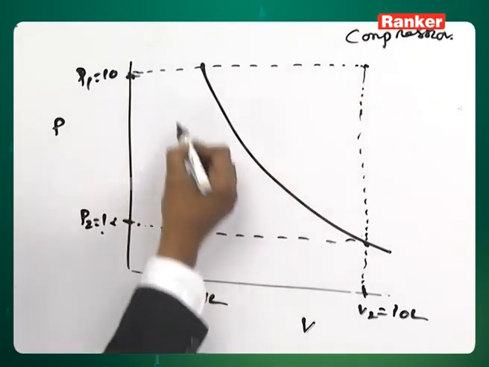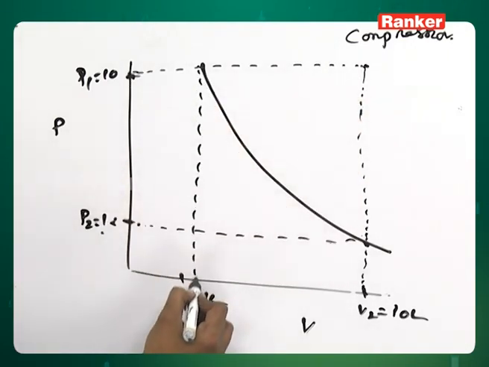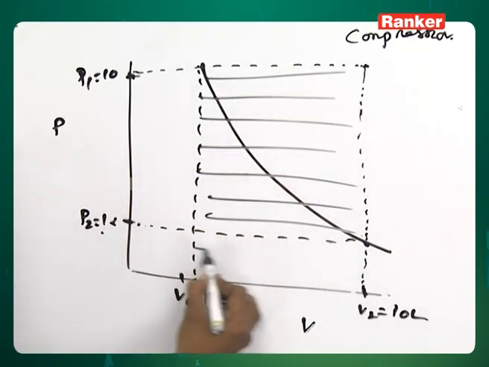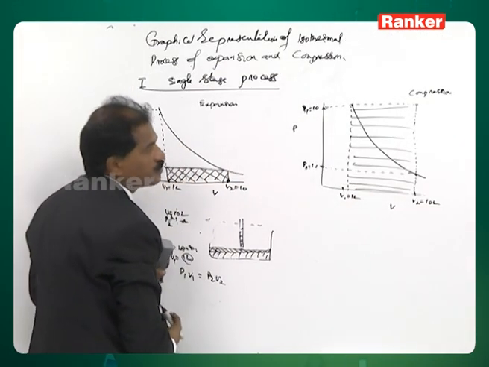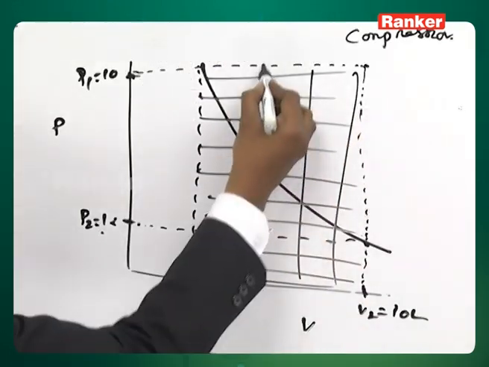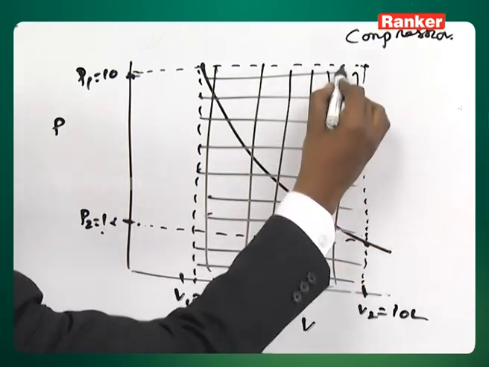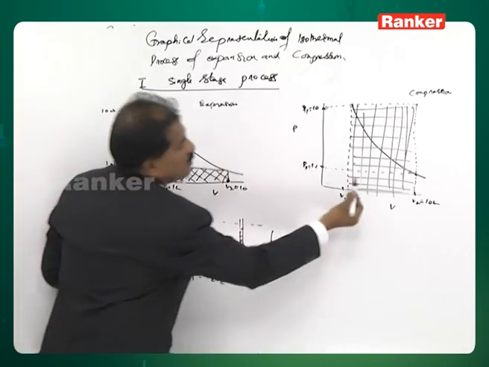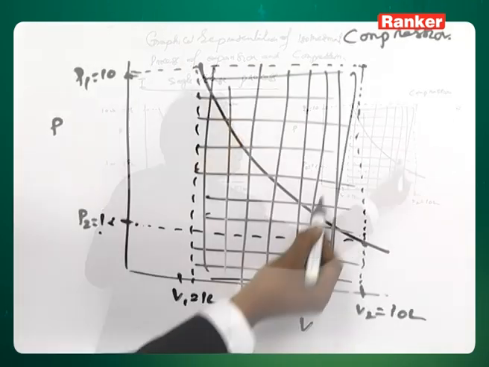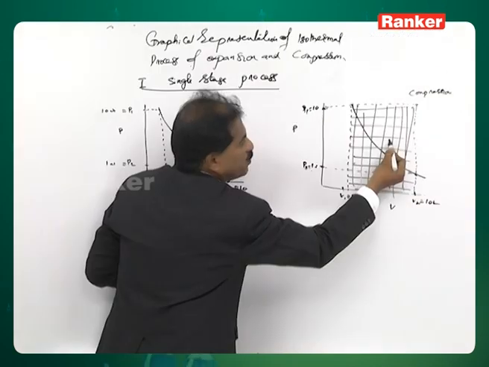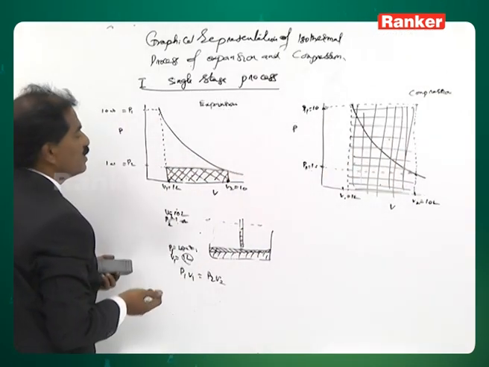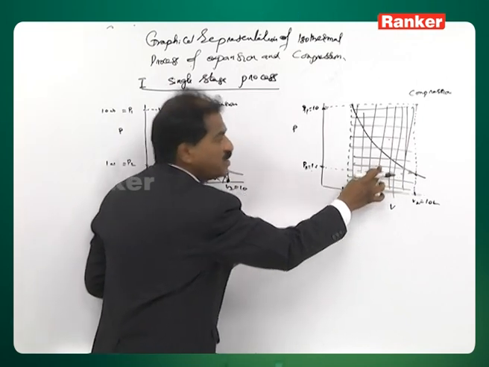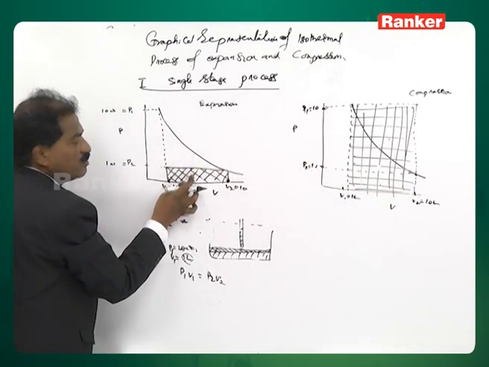Now this total shaded area portion represents the work done by the surroundings during the compression. This one. Now you compare the total area of this shaded portion and the area of this shaded portion. Since the area of this shaded portion is more, we can say the magnitude of the work done by the surroundings during compression is much larger than the work done by the system during expansion.